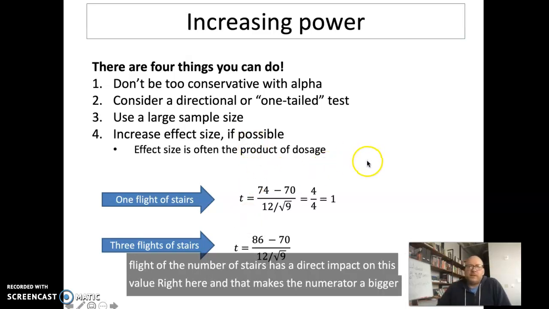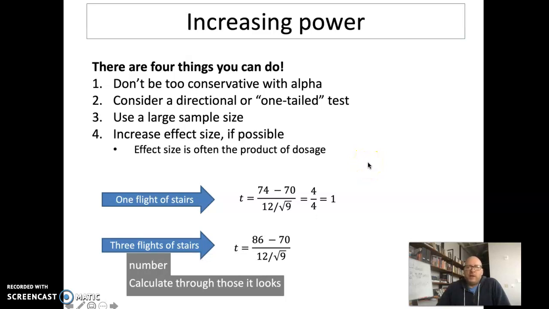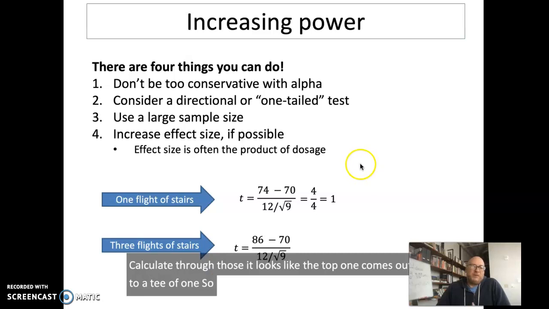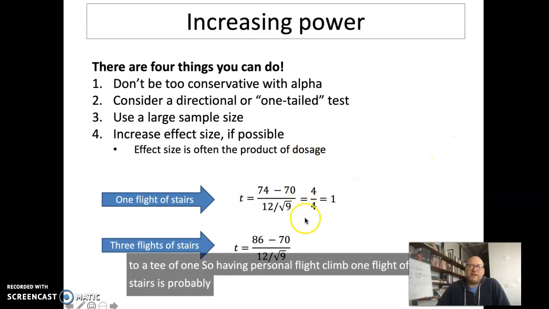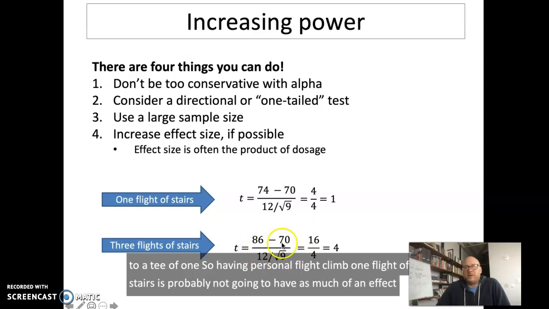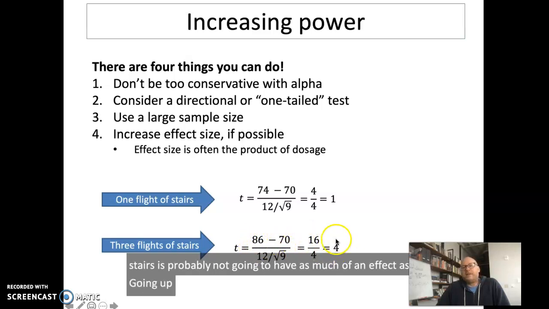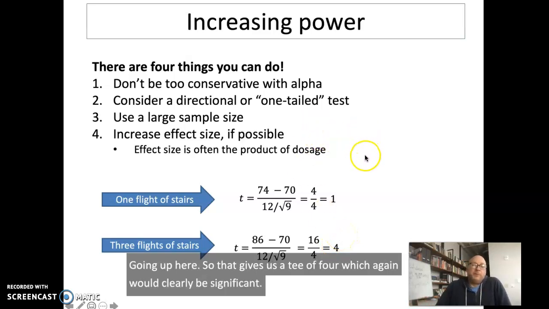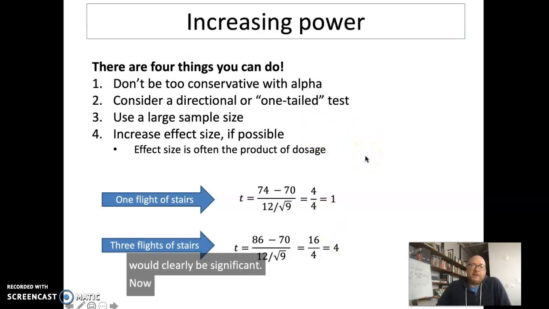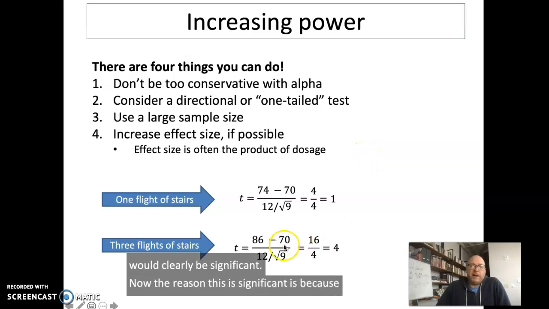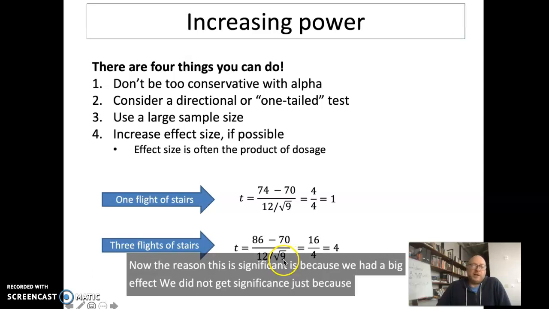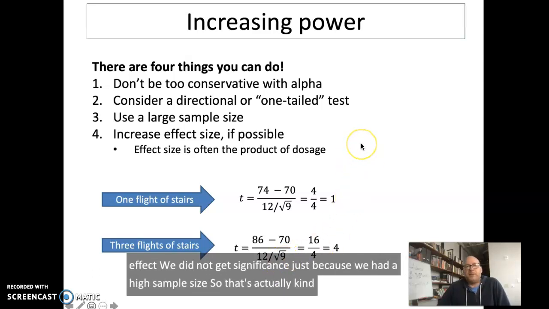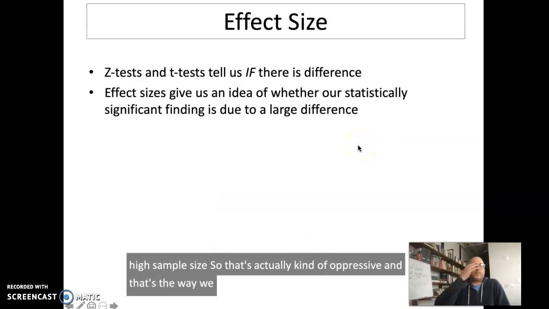Calculate through those. It looks like the top one comes out to a t of 1. So having a person climb 1 flight of stairs is probably not going to have as much of an effect as going up here. That gives us a t of 4, which again would clearly be significant. Now, the reason this is significant is because we had a big effect. We did not get significance just because we had a high sample size. So that's actually kind of impressive, and that's the way we wanted it to work.